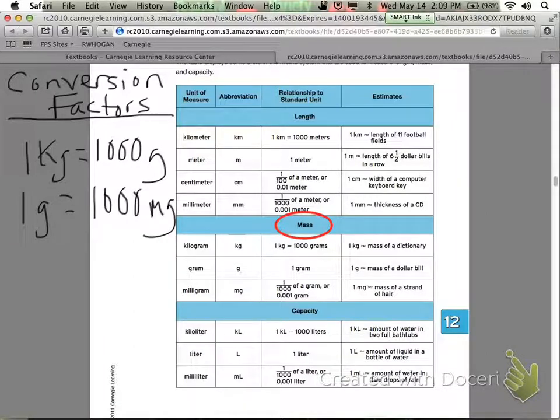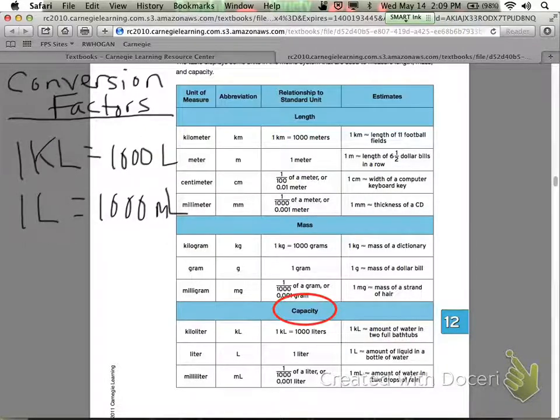Now let's move on to metric mass and the conversion factors that you will need to know for those units. What I would like you to write down are just 2 of them. 1 kilogram is equal to 1,000 grams, and 1 gram is equal to 1,000 milligrams. And finally, for metric capacity, again, just 2 conversion factors that you need to know. 1 kiloliter is equal to 1,000 liters, and 1 liter is equal to 1,000 milliliters.